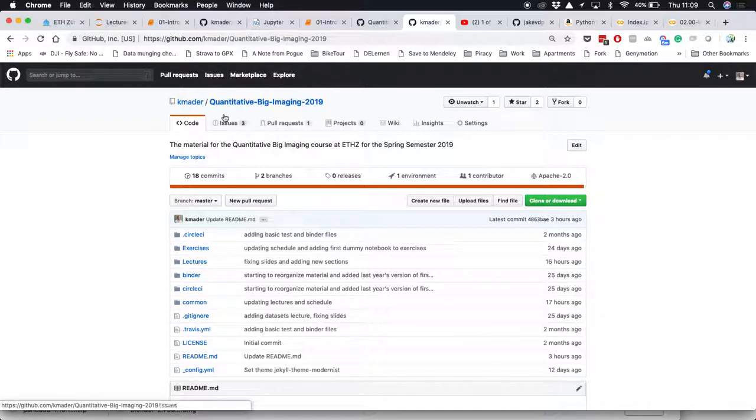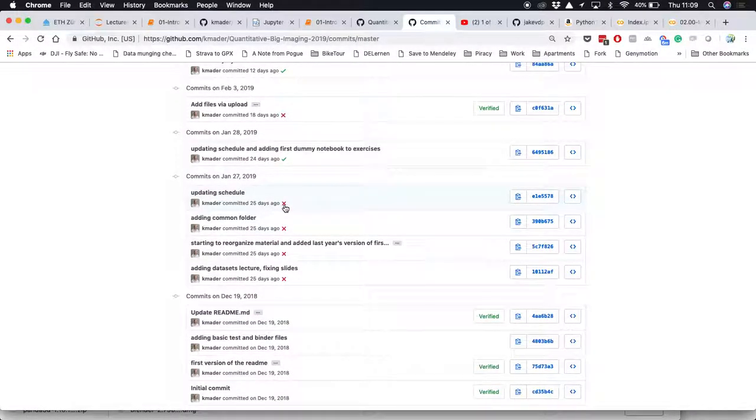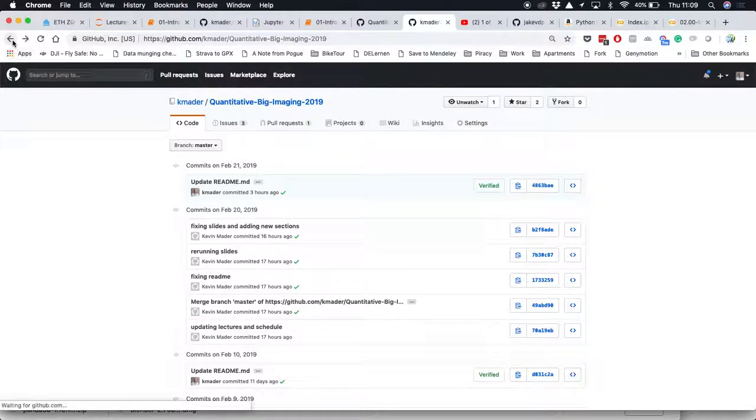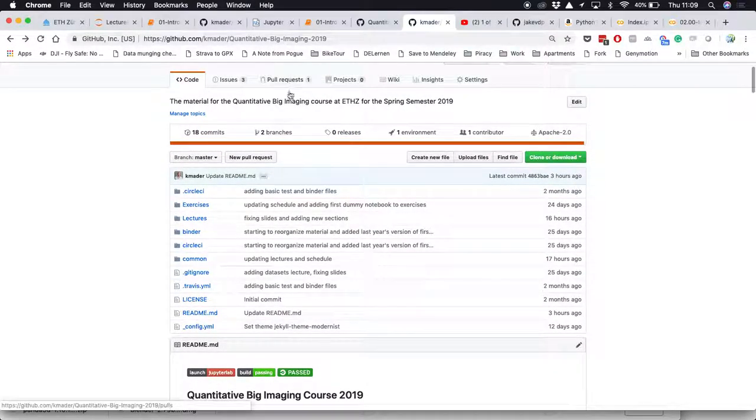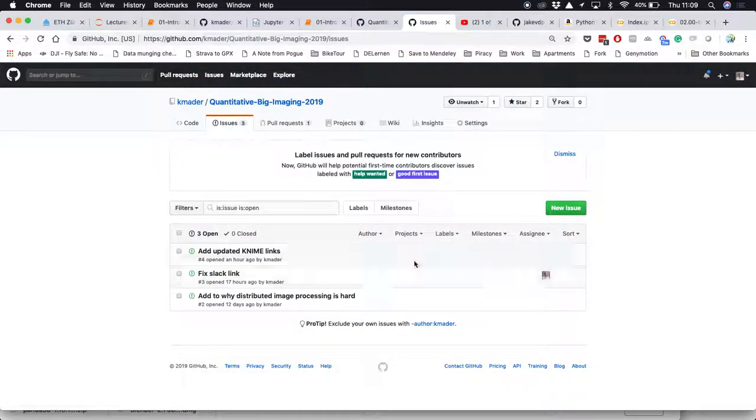And so you can see that, for the course website, there's been 18 versions. Who's made them? These X's mean they didn't pass all the tests, so I put code up there that was buggy or had problems with it. And it has issues and pull requests. What is quite nice about issues is if you have a problem, you can just make a new issue and list it up there.